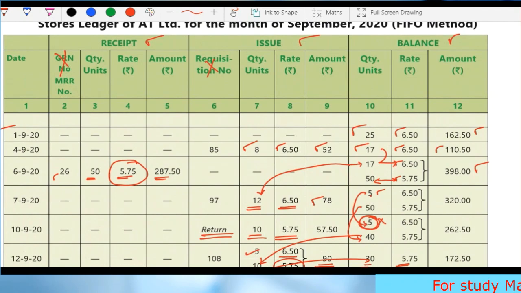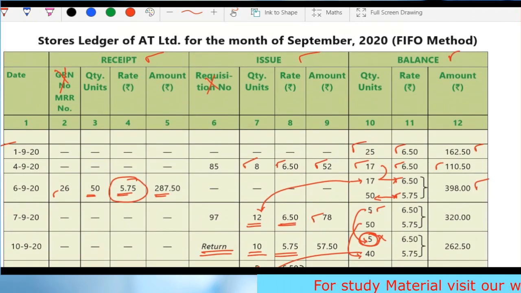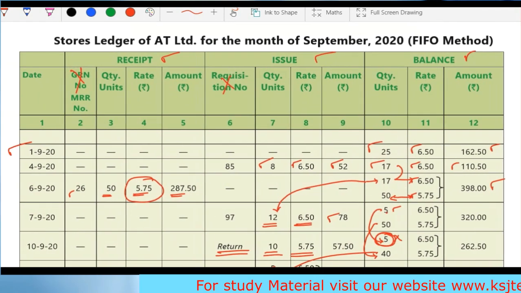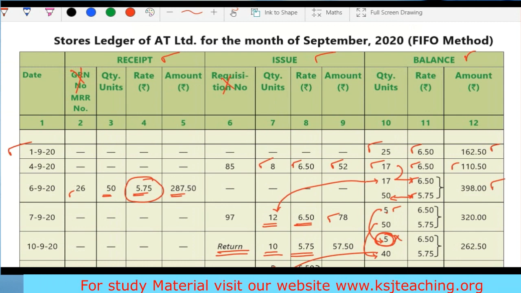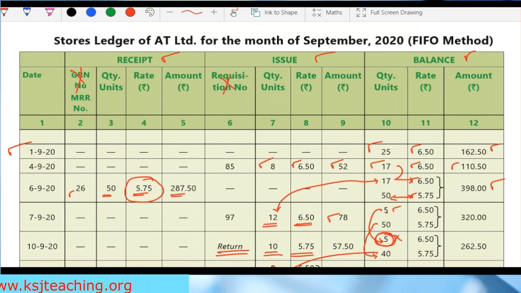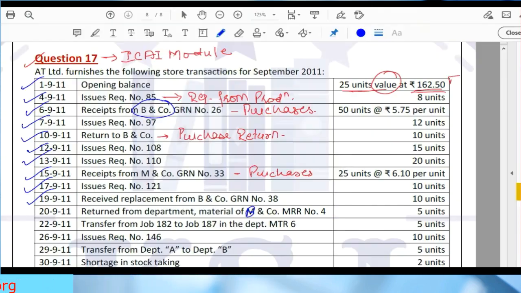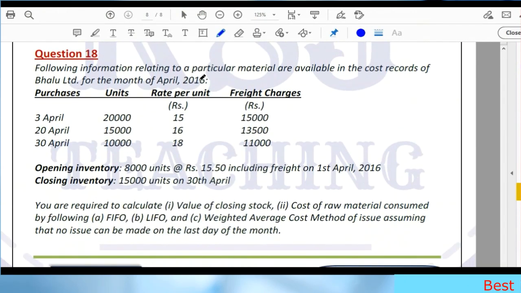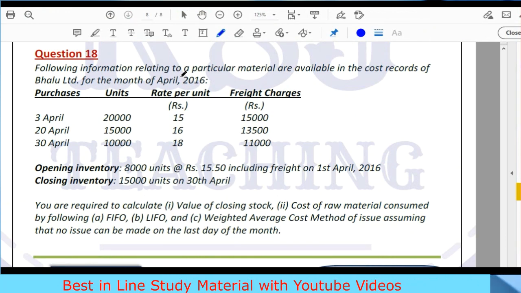Question number 17. I hope it is clear, and you have to be very much clear with the pattern also, the format also in which you have to attempt. Right? If such a question comes in the examination, this is how you can make a format and this is how you have to attempt, right? So we are done with question number 17. Now coming on to question number 18, the last question of material costing, and with this we'll complete this chapter. Very good, sir. Question number 18.